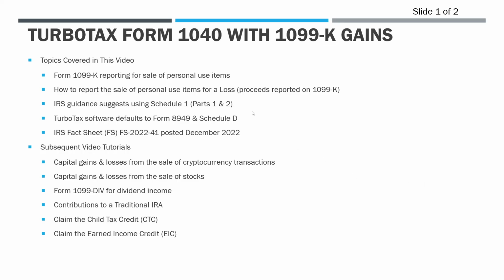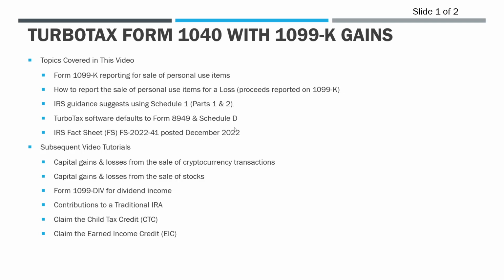Okay, for this next video, we're going to be covering how to report the sale of personal use items for which you received a 1099-K reporting those sales proceeds, but you took a loss on the sale of the item. So in other words, whatever you sold it for was less than what you paid for it, and so you have a loss. Now, the first video, one back, was covering how to report it when you had a gain on the sale of the transaction.